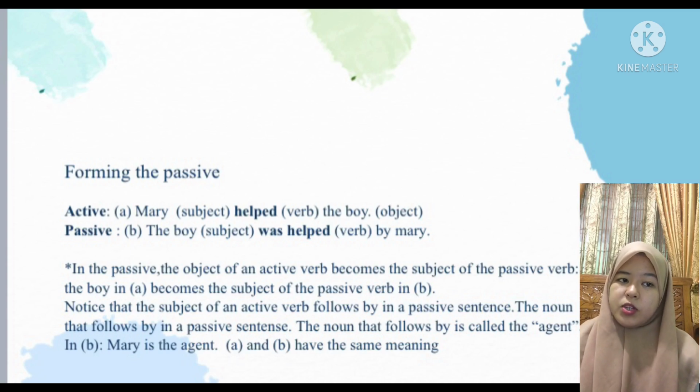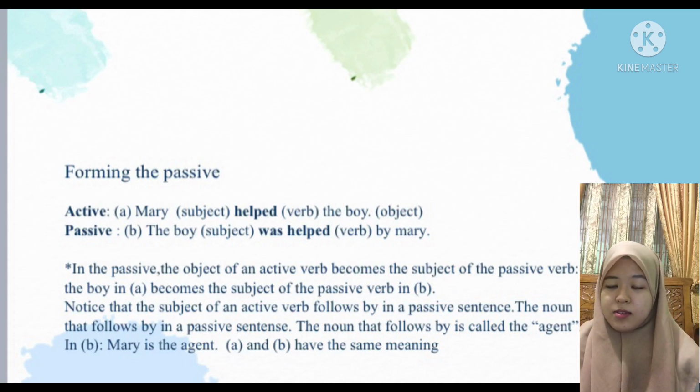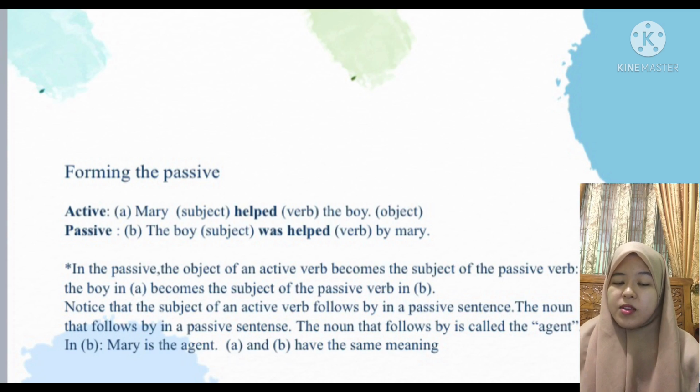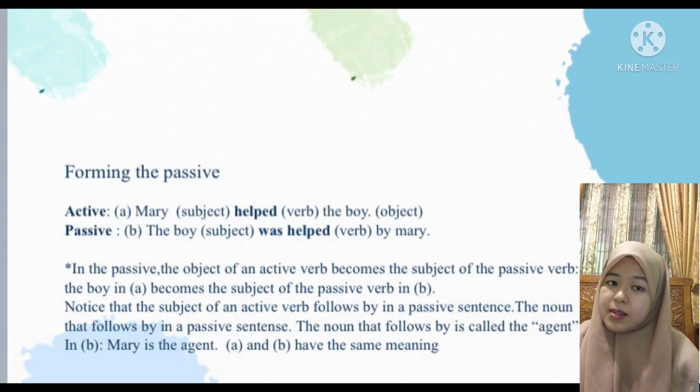Notice that the subject of an active verb follows by in a passive sentence. The noun that follows by in the passive sentence is called the agent. In B, Mary is the agent. A and B have the same meaning.